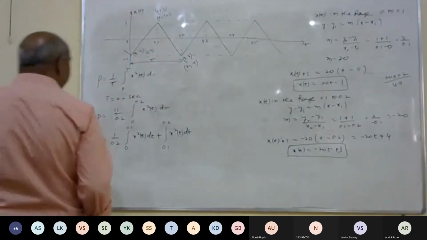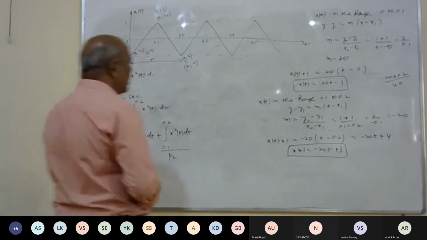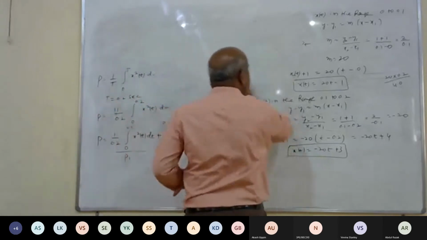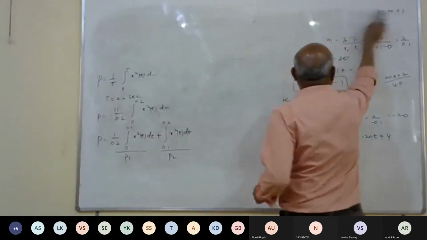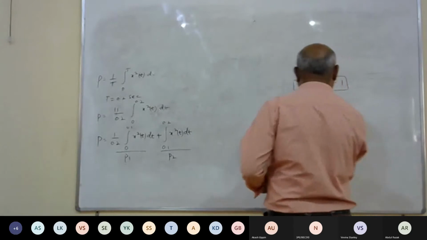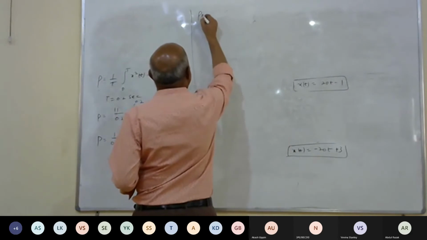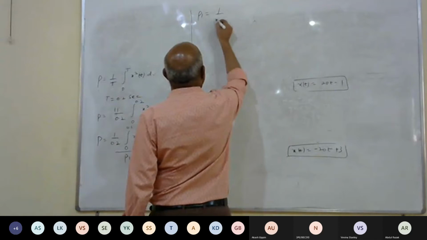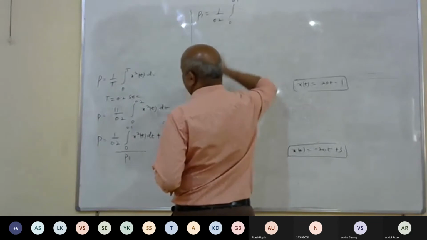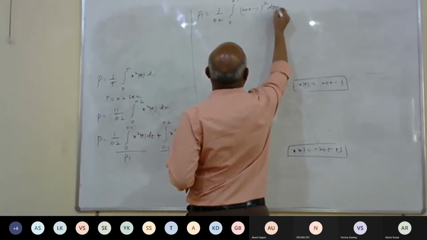Now, let us take this as P1, and this one as P2. Individually, calculate the P1. Well, P1 is given by P1 is equal to 1 divided by 0.2, integration of 0 to 0.1, x of t is 20t minus 1, its whole square into dt.